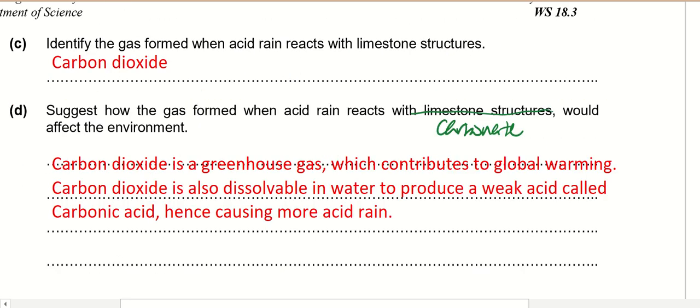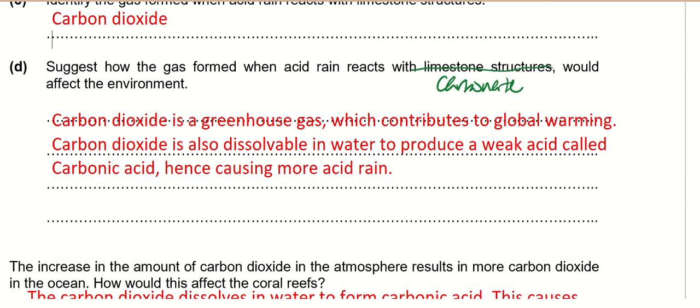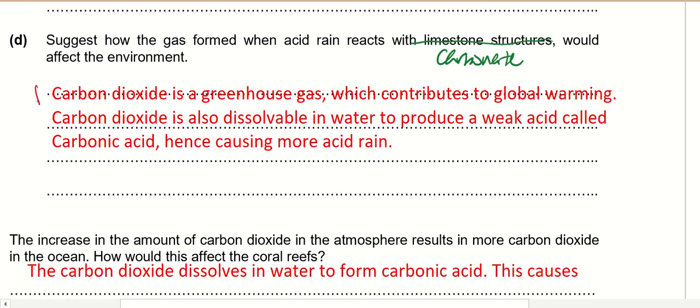Here I'm talking about carbon dioxide gas because the previous question gives you a hint. It reminds you of how carbon dioxide is produced from this reaction. Hence you can answer by examining how carbon dioxide itself affects the environment. So number one, you can talk about global warming, because carbon dioxide is a greenhouse gas.